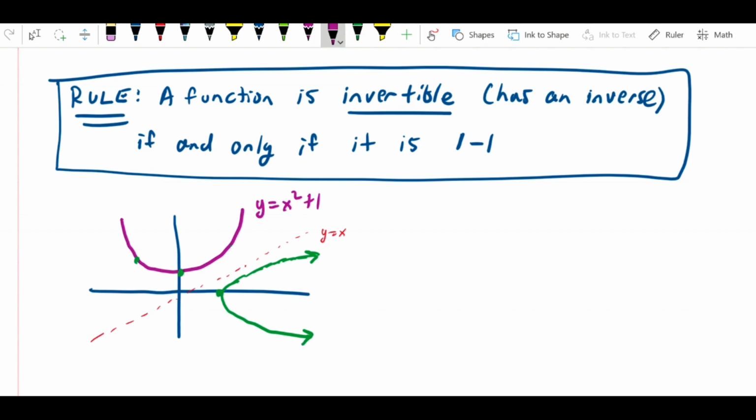But as you know, this parabola would fail the vertical line test. So now you can see why a function that's not one-to-one is not invertible, because if it's not one-to-one, then it fails the horizontal line test. When I flip it over the line y equals x, the result is going to be a function that fails the vertical line test and is therefore not a function. So this is at least one understanding of why a function has to be one-to-one in order to be invertible.